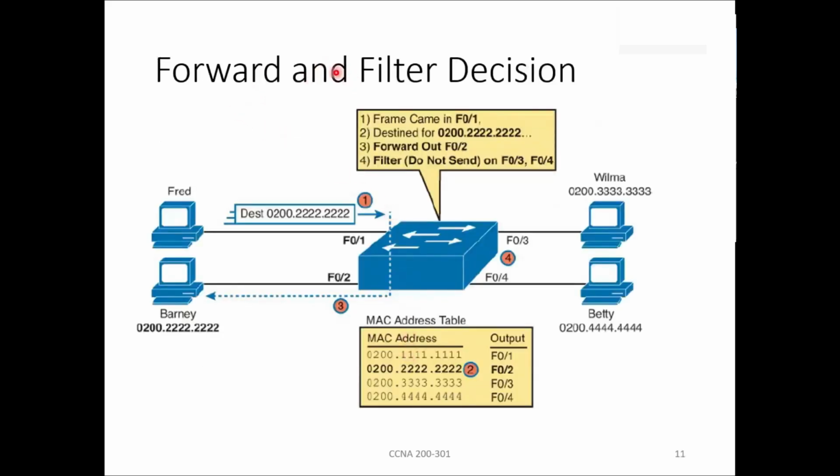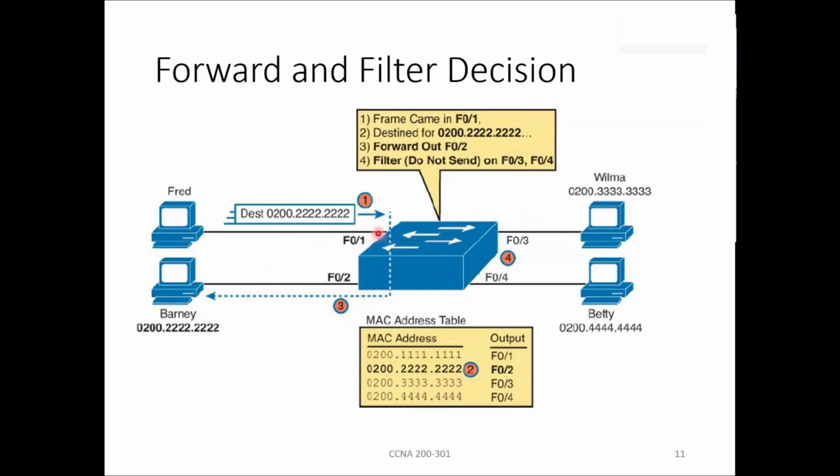Now, forward and filter decisions. A switch can forward and filter a frame. Let's say a frame came into F0/1 in here, and then the switch knows where to forward the frame and where not to forward it. You can see the switch MAC address table. It knows all the MAC addresses and their interface or port.